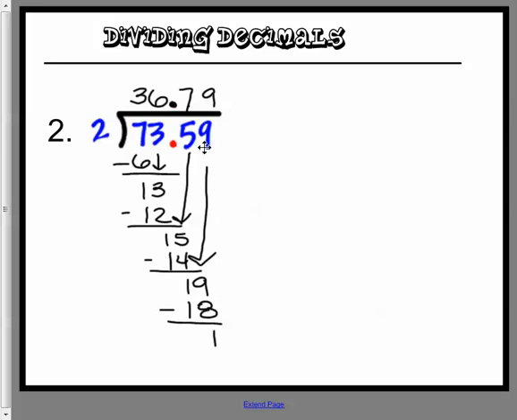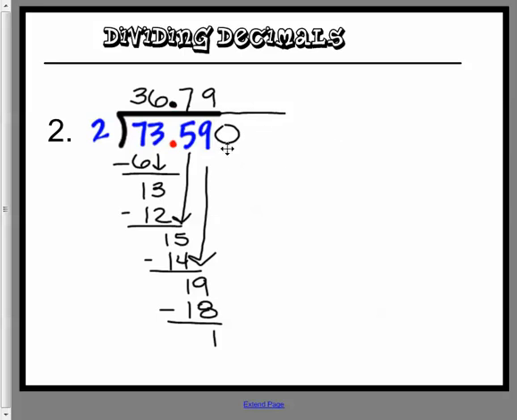Okay, now what do we do? Well, we can't put the remainder as 1/2 because we already started with the decimal. So we extend our line and we make a 0. We're not changing the number by putting as many zeros as we want. We're not changing the number at all.